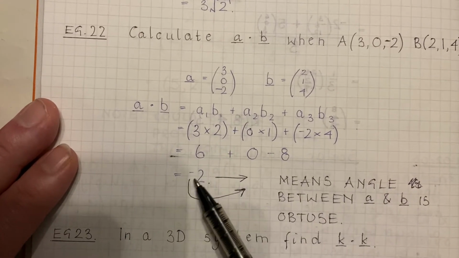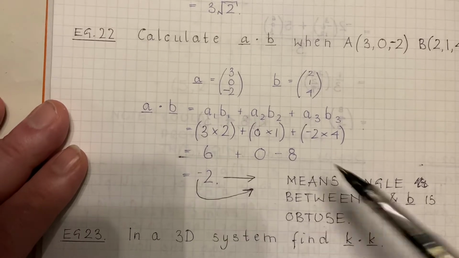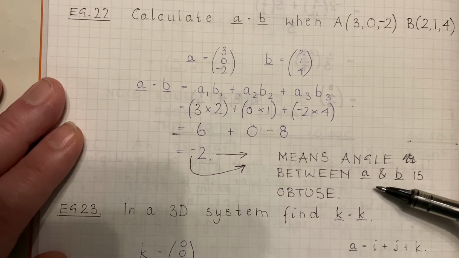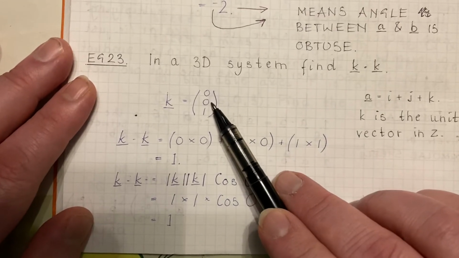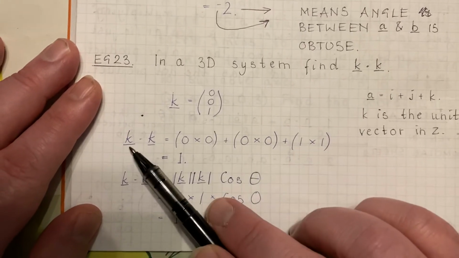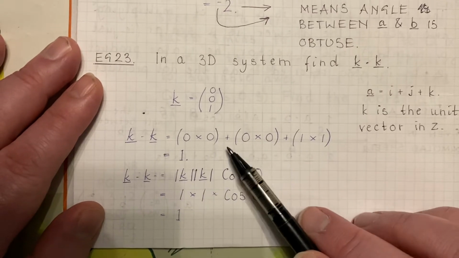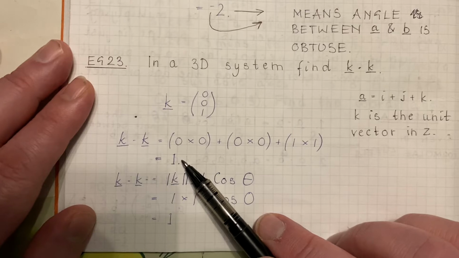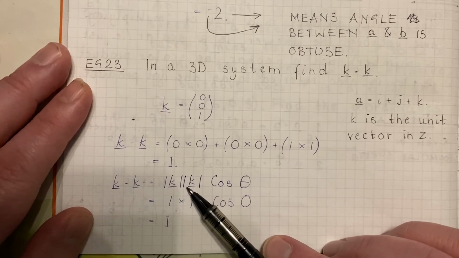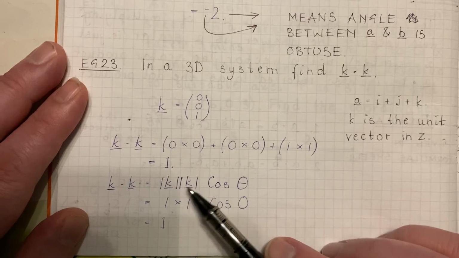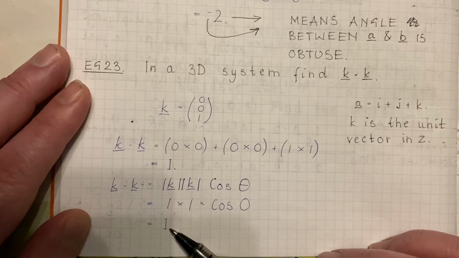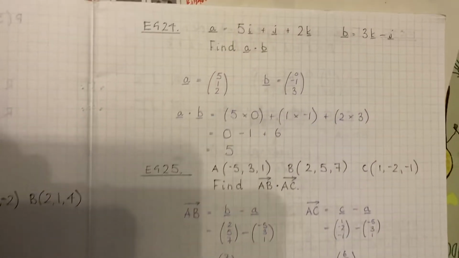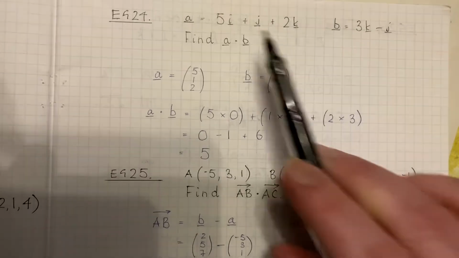The nice thing is if you get a negative scalar product, what it will mean is the angle between the two vectors is obtuse. So it's quite a good way of checking. Similarly, if we want to find k dot k, so k is 0, 0, 1 from what we've done previously. So k dot k would be 0 times 0 plus 0 times 0 plus 1 times 1, which is 1. Or k dot k would be magnitude of k, which is 1, times the magnitude of k, which is 1, times the cos of the angle between them, which is 0, which will also give you 1 on that one.